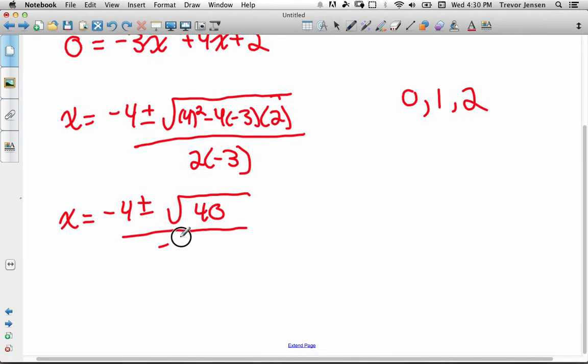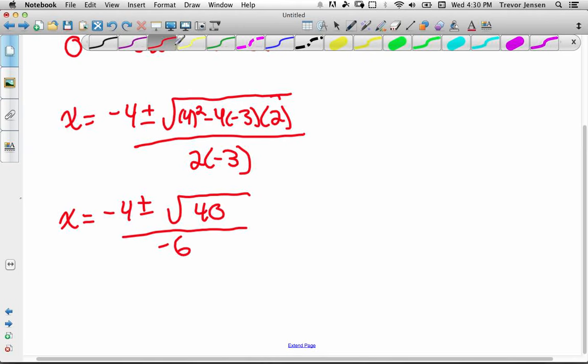And this is over negative 6. Now, in grade 10, you probably would have typed this in on your calculator, your two cases, and got two answers and rounded your answers. But this year, we're going to leave it as an exact answer, but we can simplify that root 40.